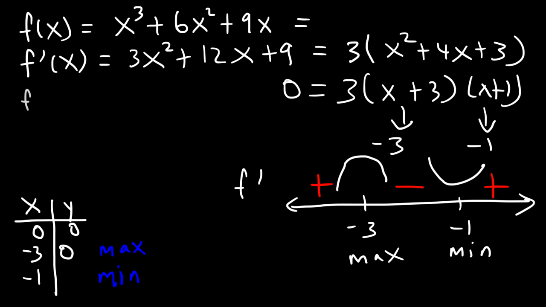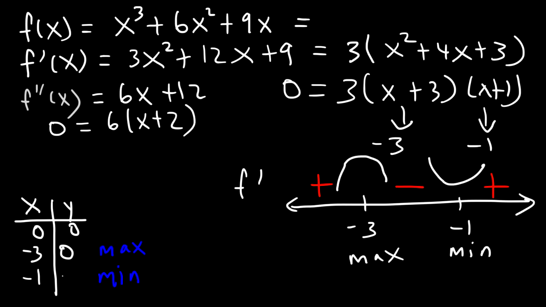Now for the second derivative, it's going to be 6x plus 12. So if we set it equal to 0 and take out 6, we can see that a potential inflection point could be negative 2. So we need to create a sign chart at negative 2. So if I plug in 0, 0 plus 2 is going to be positive. And if I plug in something less than negative 2, like negative 3, negative 3 plus 2 will be negative. So that tells us the concavity of the graph.